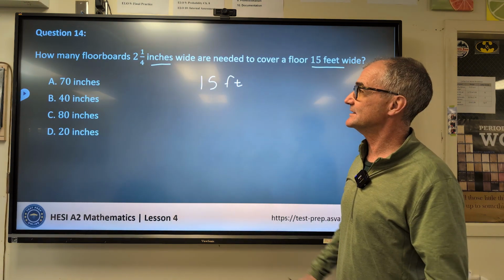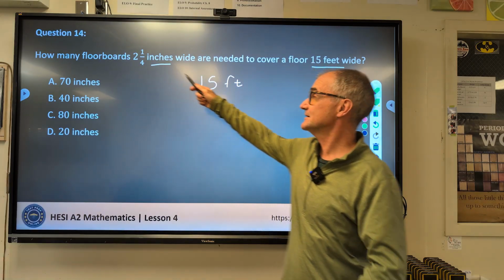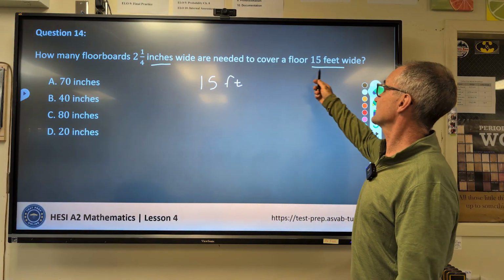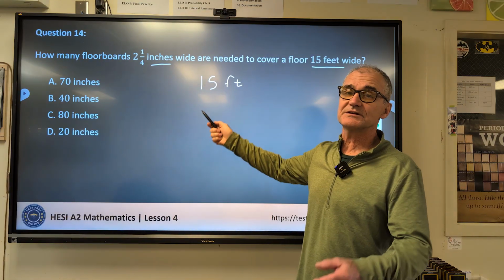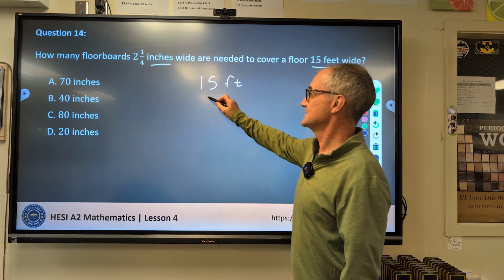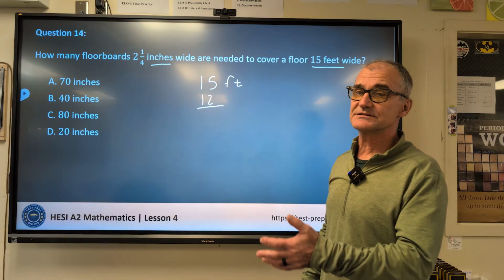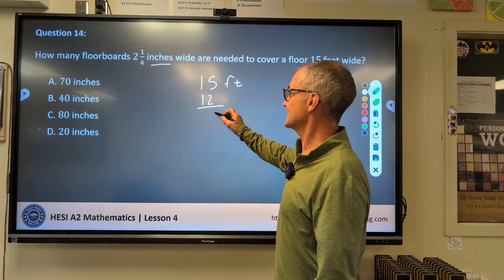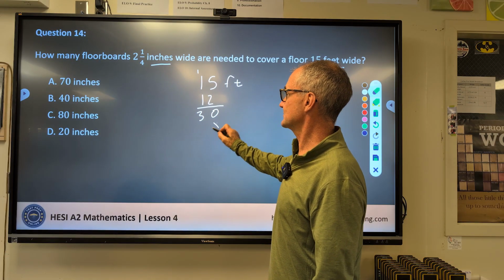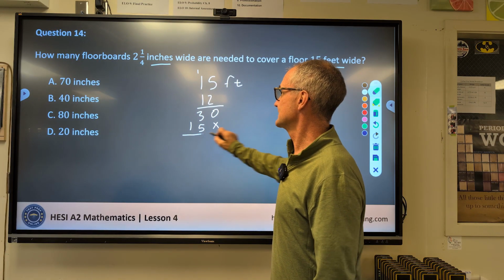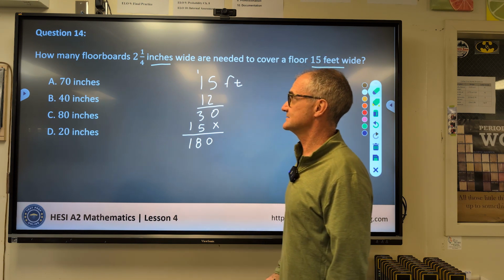Okay, problem number 14. How many floorboards, 2 1/4 inches, I'm going to highlight the inches, are needed to cover a floor of 15 feet wide? So I've got 2 different types of units. So I'm going to take this 15 feet and turn it into inches. 12 inches equal 1 foot. So 12 inches to the foot. 2 times 5 is 10, carry the 1, 3, placeholder, 5, and a 1. So 15 feet is 180 inches.